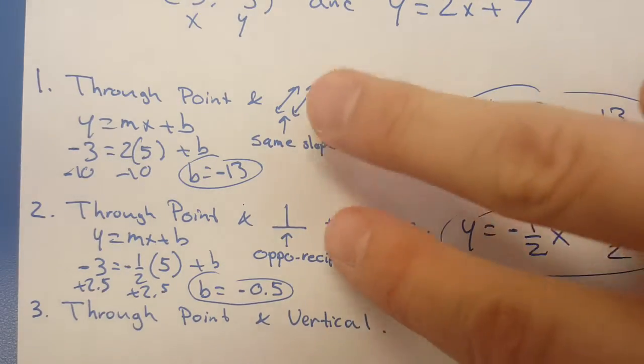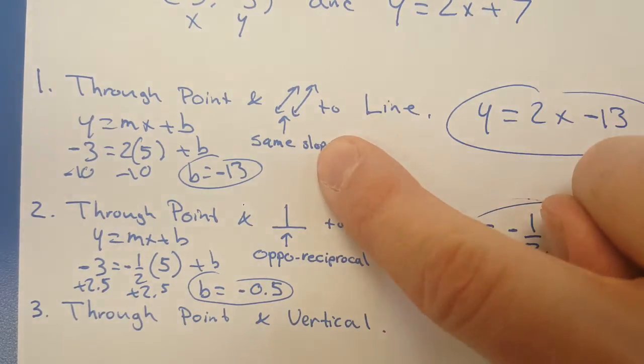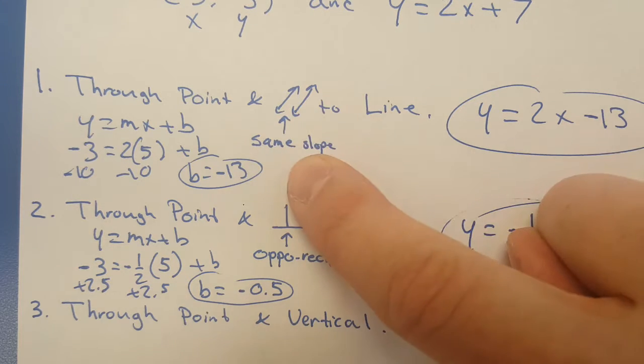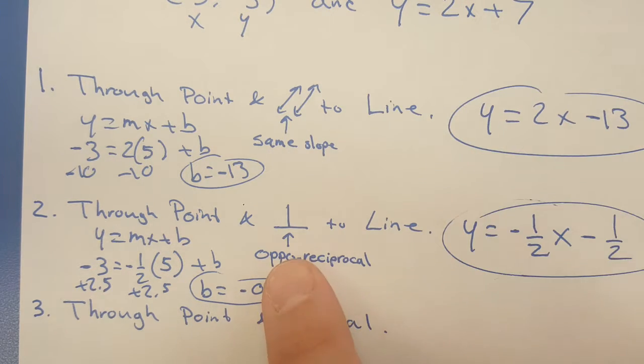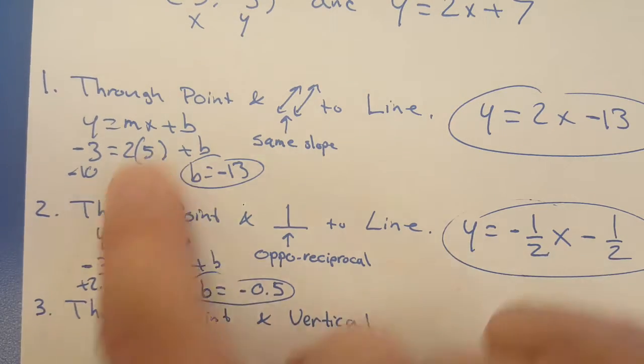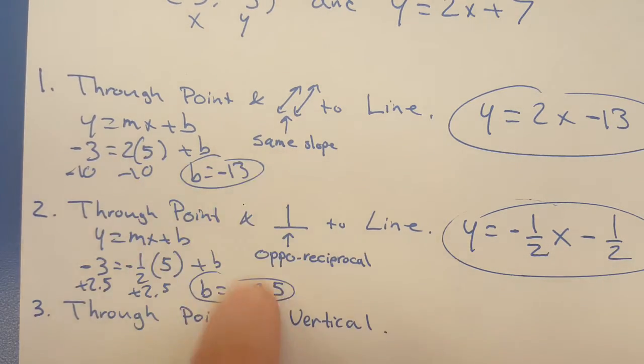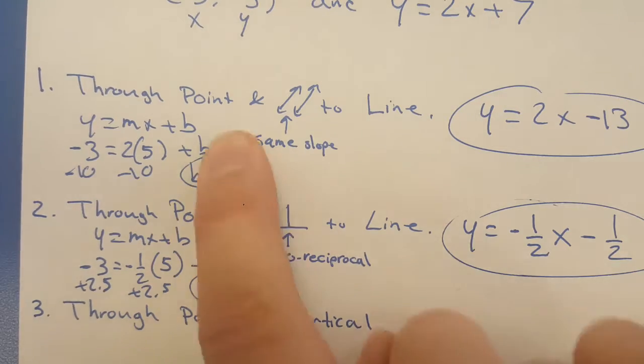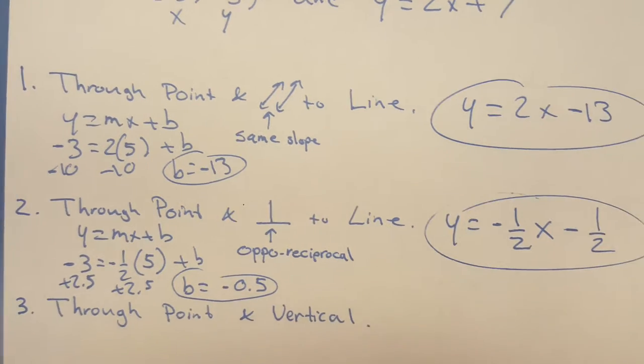You just figure out what type of slope you need. If it's parallel, use the same slope, so use a 2. If it's perpendicular, use the opposite reciprocal, and then away we go. Use the coordinate point they give you, plug it in, and find the y-intercept. That's the thing: where do I start? That's what you throw into your new equation.